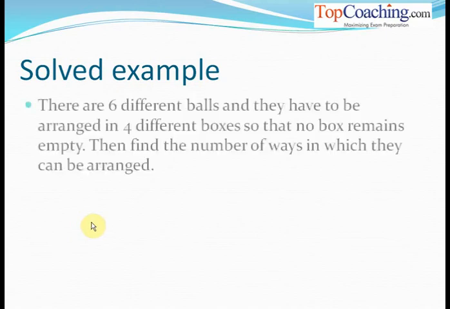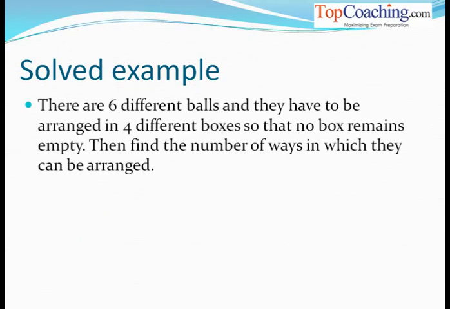There are 6 different balls and they have to be arranged in 4 different boxes so that no box remains empty. Then find the number of ways in which they can be arranged. So in this problem we have been given 6 different balls and they have to be arranged in 4 different boxes. The condition here is that no box should remain empty. So we have to find the number of ways in which they can be arranged. Now we can do this problem from the above formula which we have discussed. But we are going to try it through another approach. We are going to try to visualize this problem and solve it through combinations.